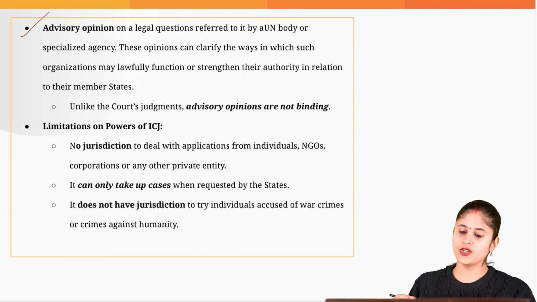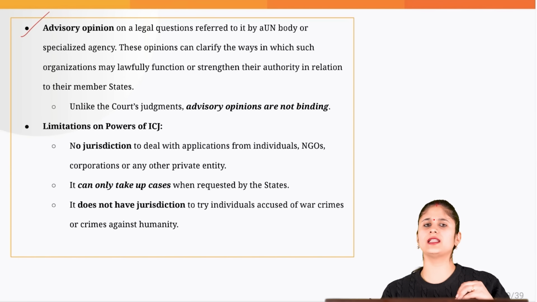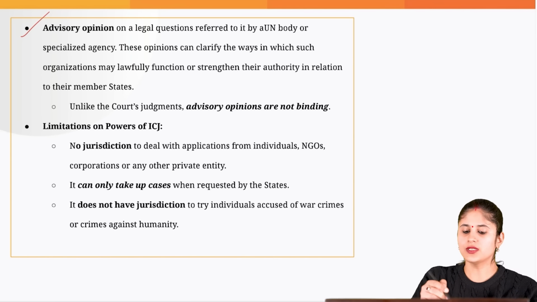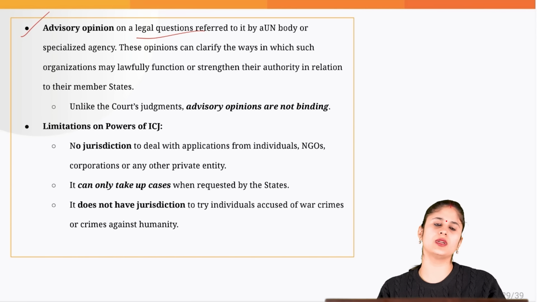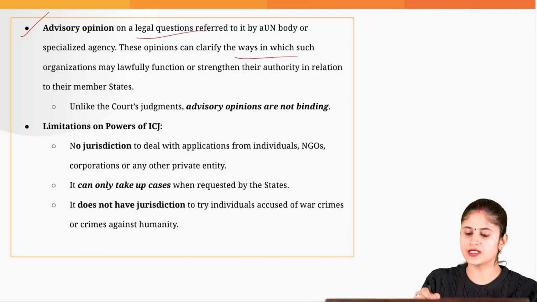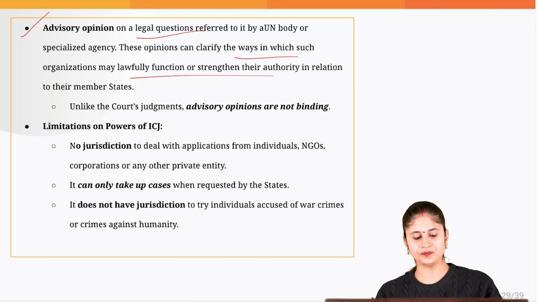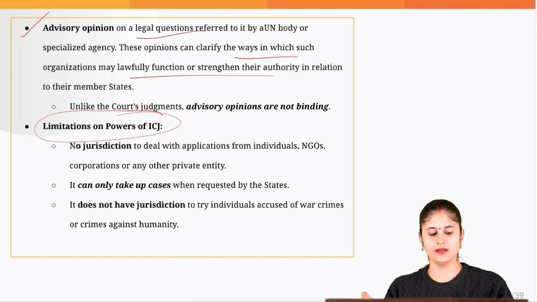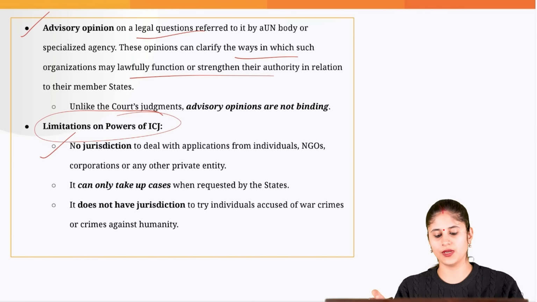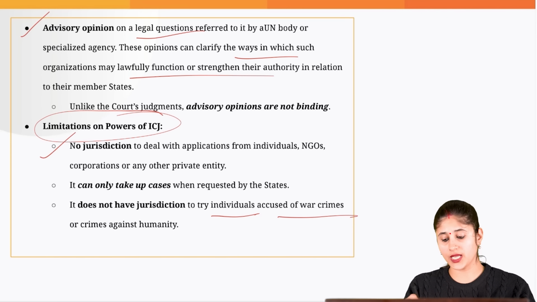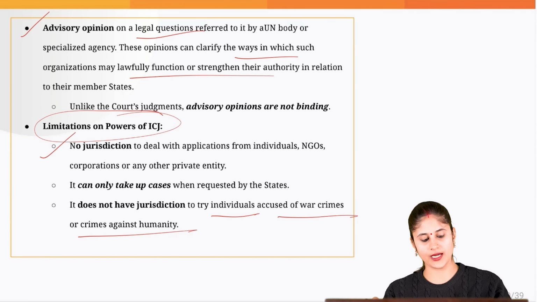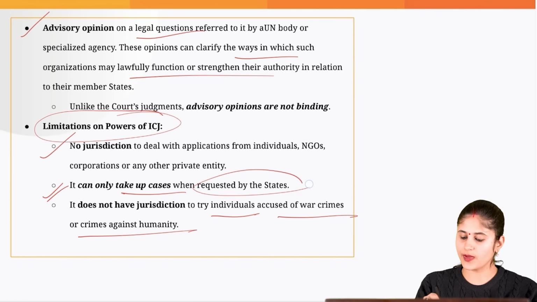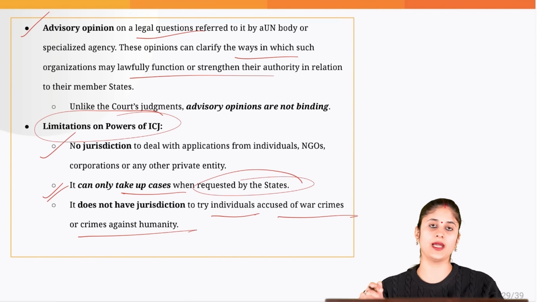When it comes to advisory opinion, the opinion given by the ICJ is not binding, because here the ICJ would be basically looking into legal questions with respect to the functioning of a particular UN body. Okay. Now, when you talk about the limitations of the power of ICJ, it does not have any jurisdiction when it comes to trying individuals accused of war crimes or crimes against humanity, and it can only take up cases when it is requested by the states.